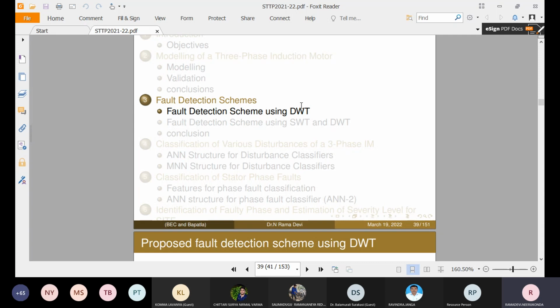In order to solve this, we need the multi-resolution analysis technique that we call the wavelet transform. Wavelet is a kind of variable window technology. It means the signal analysis is possible in both time as well as frequency.